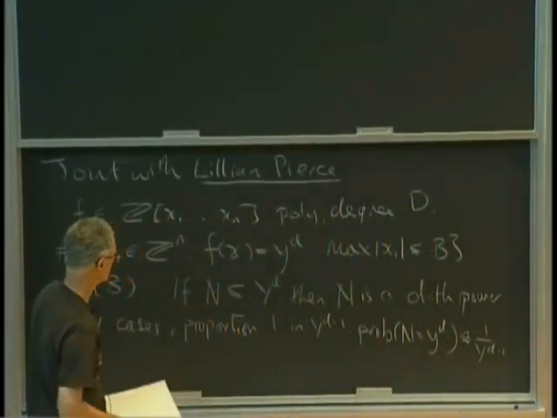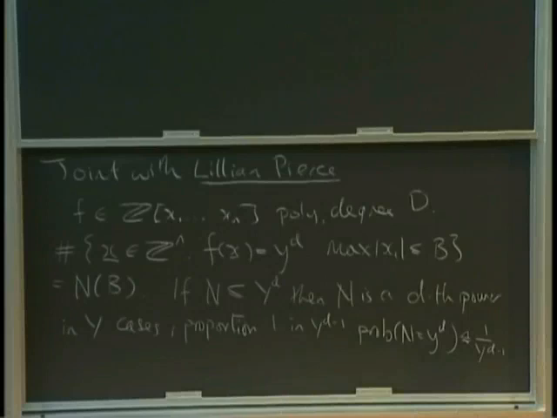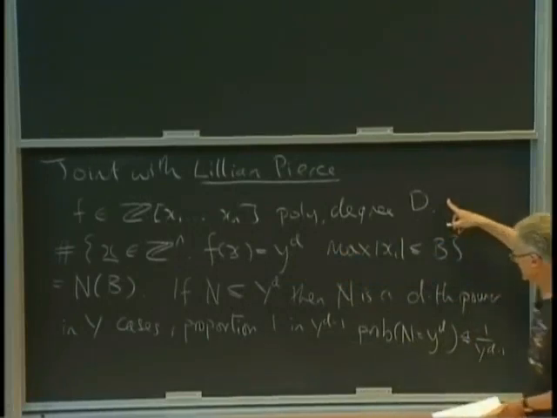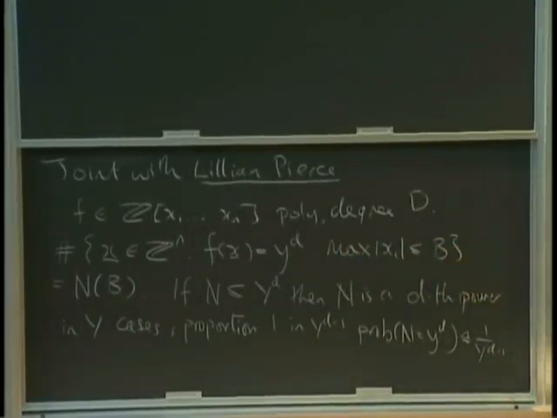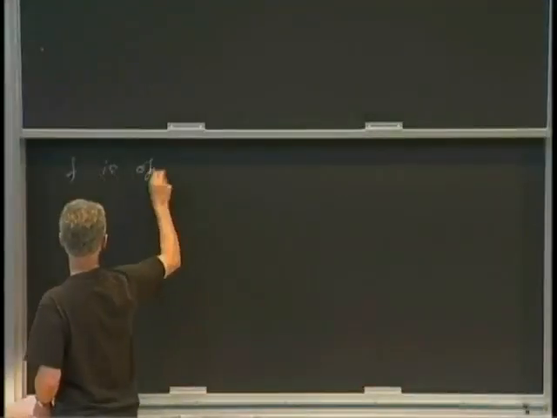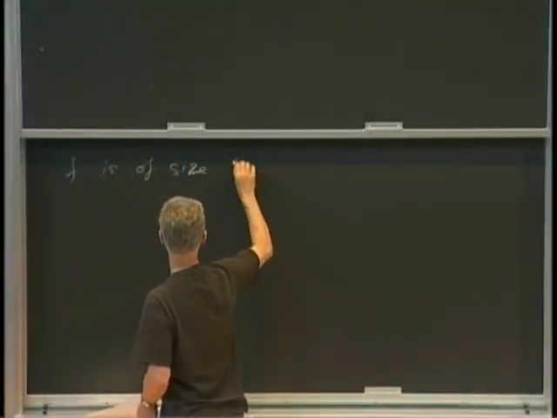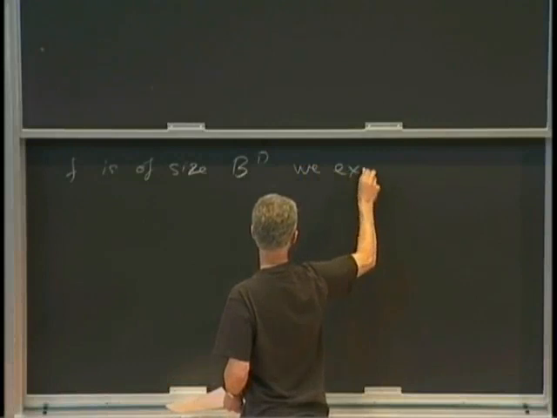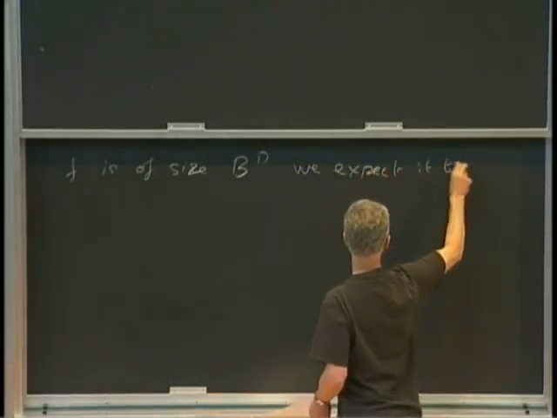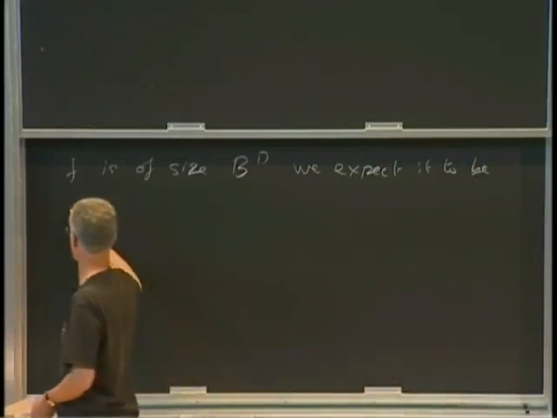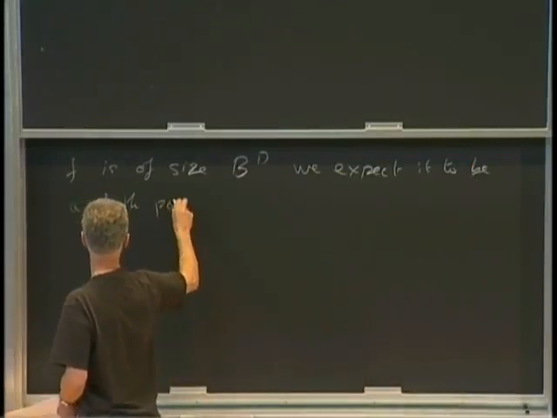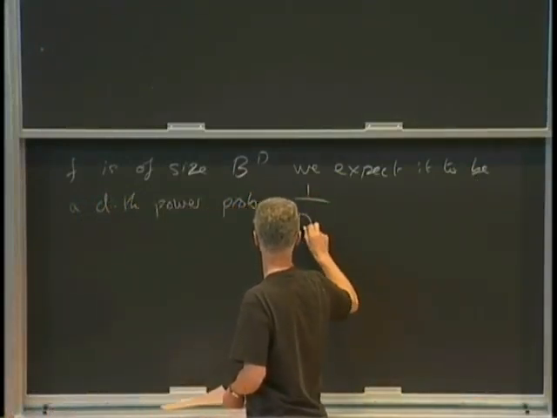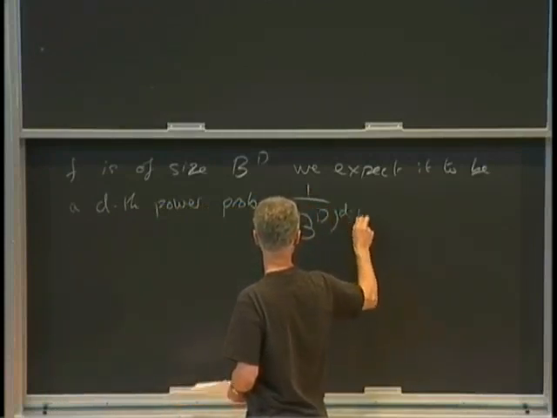Or for numbers, well, let's see what size we're really interested in. Little f is a polynomial of degree capital D. The variables take size up to capital B. So f is of size B to the D, and so we expect it to be a d-th power with probability 1 over B to the D to power d minus 1.